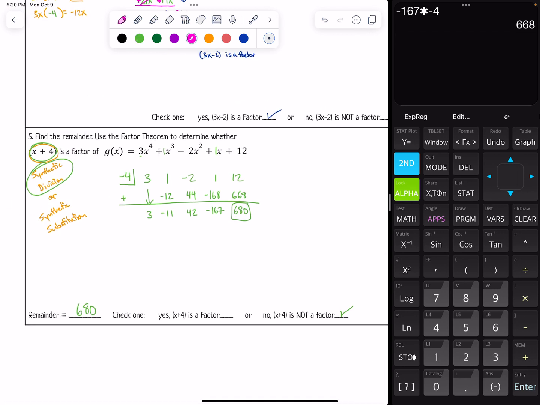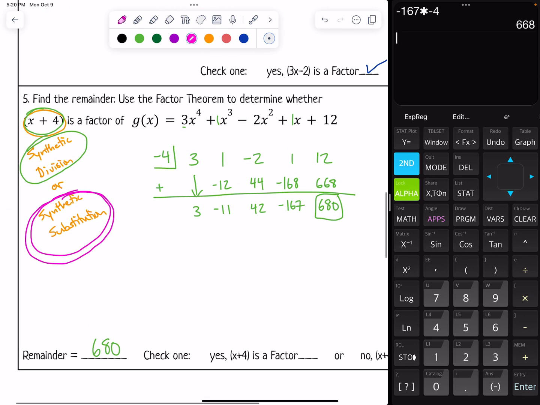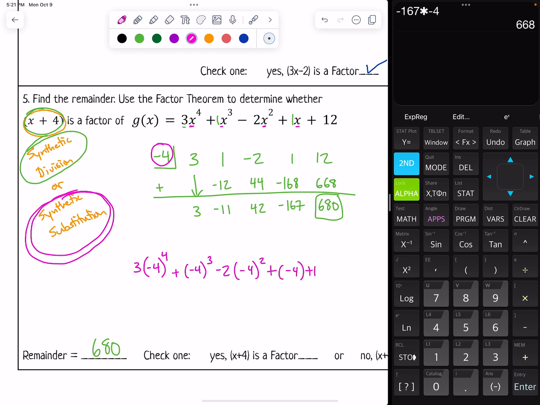So if we wanted to do it the other way, we would do synthetic substitution. So synthetic substitution means you plug in the root for the x value. So I would just say 3, and then in place of x, for each one of these x's, I'm going to put that root of negative 4. So negative 4 to the 4th plus negative 4 cubed minus 2 times negative 4 squared plus negative 4 plus 12. Make sure you plug it in for each x. Don't forget any of those.